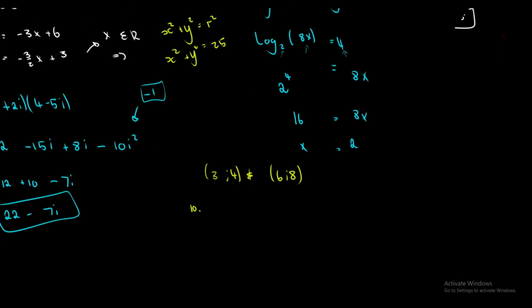This one's number 10. So first things first, we need to find the slope. Okay, since we have a straight line passing through 2 points, we can calculate the slope, which is the change in y over the change in x. We therefore have 8 minus 4, since it's y2 minus y1, over 6 minus 3, which is going to be 4 over 3. Oh man, what an odd slope.